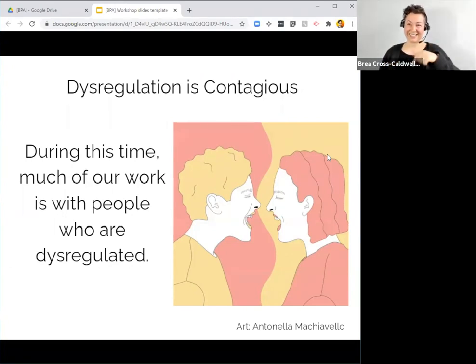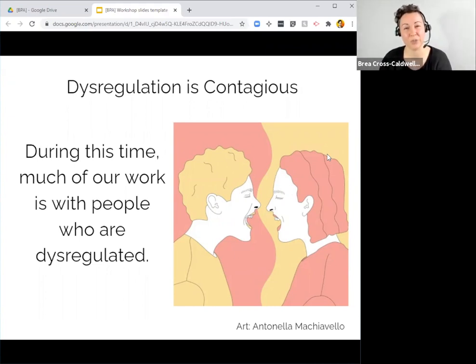And during this period of time right now, specifically when we're recording this in 2020, much of our work as interpreters is with people who are dysregulated, with people who are overwhelmed, who are stressed, who are scared, who are maybe sick, who are hurting in some way. So when we are the interpreter in a situation with one or two or more people who are dysregulated, it's that much easier for us as the interpreter to also become dysregulated. And you can imagine what the effects on our work are there. You probably don't have to imagine. I know I've experienced it.